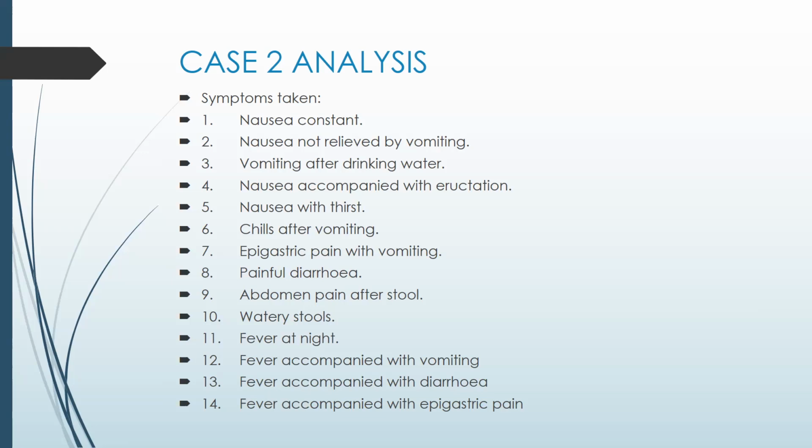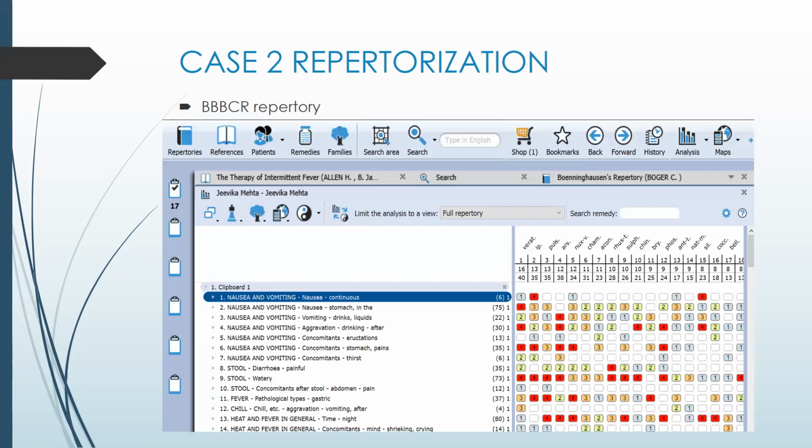So on repertorization, again I took the following symptoms: nausea continuous, nausea in stomach, vomiting after drinking liquids, vomiting aggravation after drinking, concomitants of vomiting of irritation, concomitants of stomach pain with vomiting, concomitant of thirst with vomiting, diarrhea which is painful, watery stools, abdomen pain with stools, watery stools. I took pathological type as gastric since it was a case of gastroenteritis, chills which are worse after vomiting, heat and fever in general, and night time since the fever started at 9 p.m., and concomitants of shaking with fever during fever.